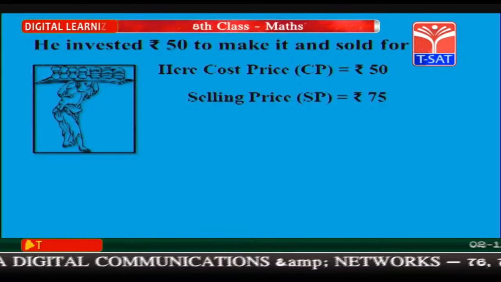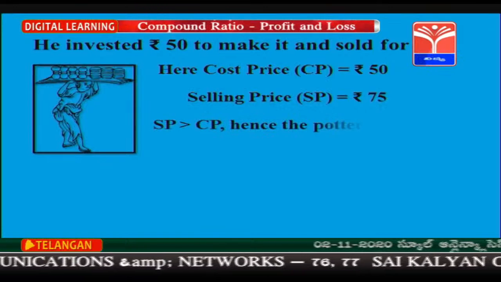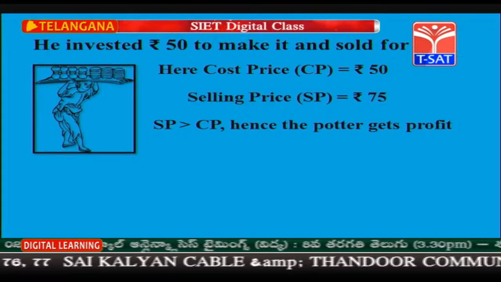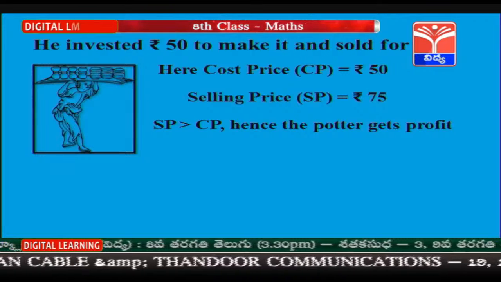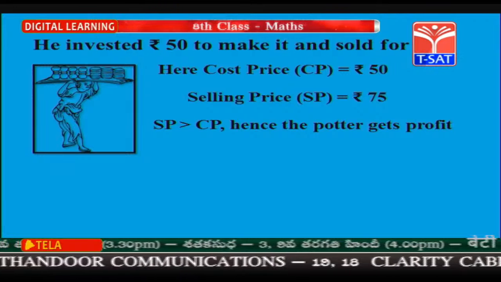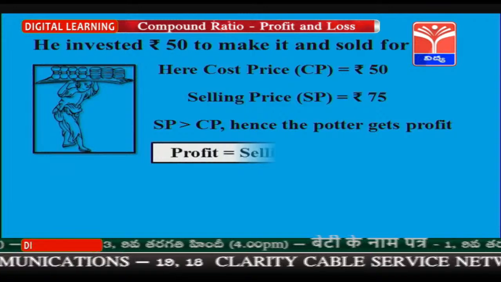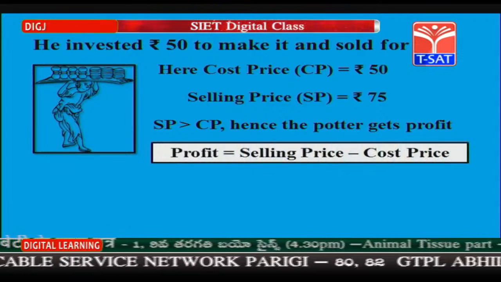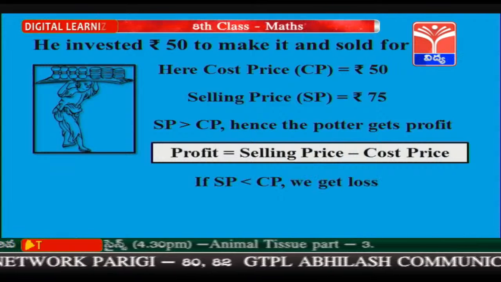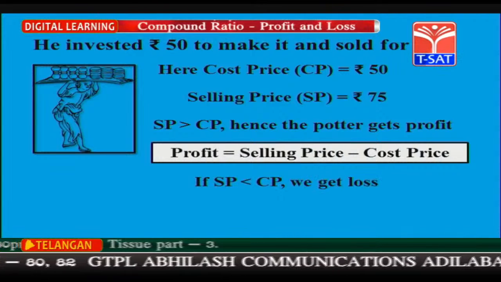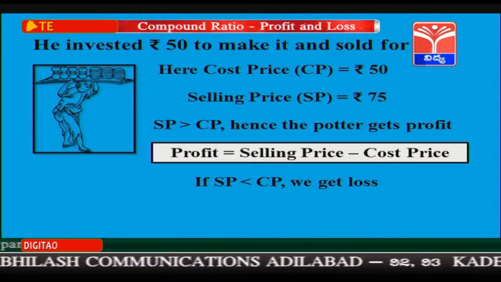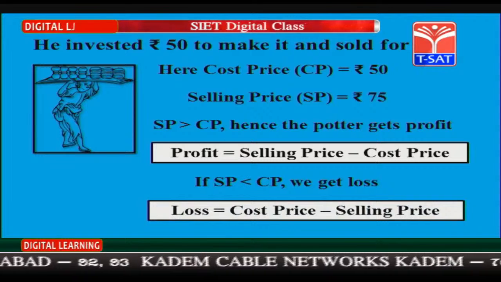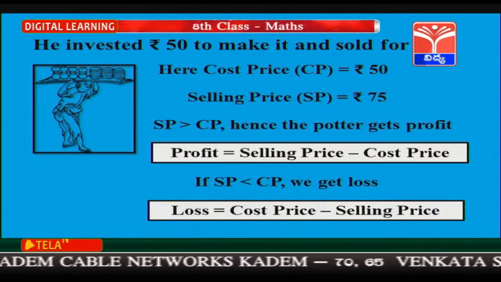Now, let us compare this cost price and selling price. What do you notice, children? That is right. Here we see selling price is greater than the cost price. So, in such cases, we get profit or gain. Here the potter gets profit, and the formula to find profit is selling price minus the cost price. If the selling price is less than the cost price, then we get loss, and the loss is calculated by the formula loss is equal to cost price minus the selling price.